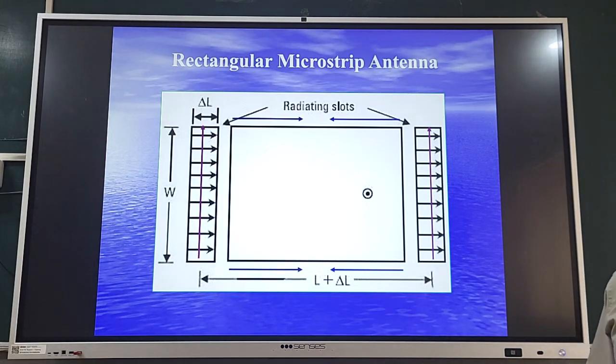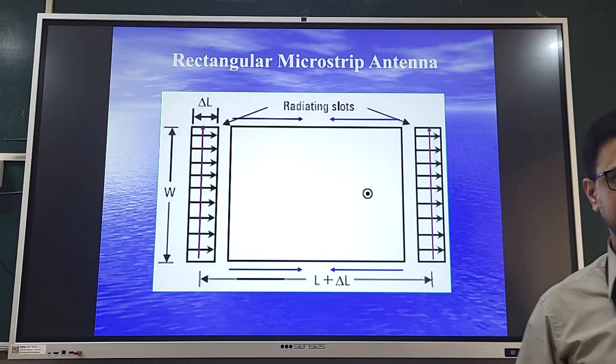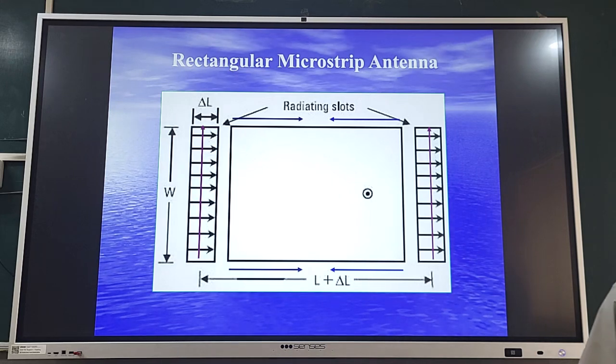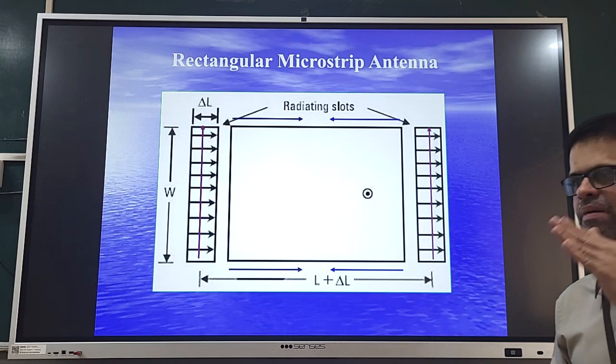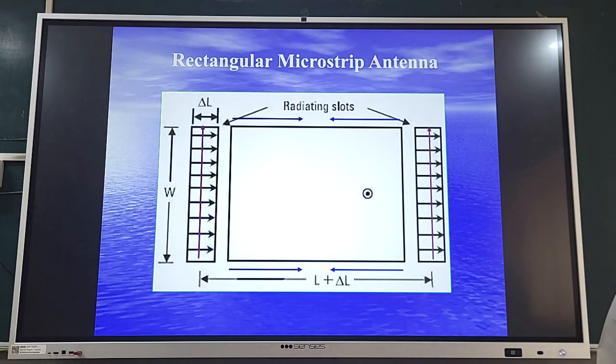Now we'll go one step further and define what is the E-plane, because the radiation pattern for a microstrip antenna or any antenna is defined in the principal planes of radiation. That is the E-plane and the H-plane. The E-plane is the plane which contains the E-field vector and the direction of maximum radiation, whereas the H-plane is the plane which contains the H-field vector and the direction of maximum radiation.